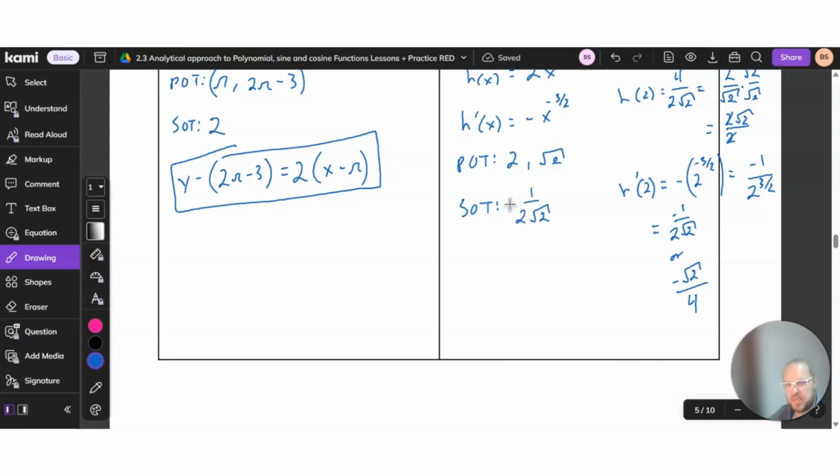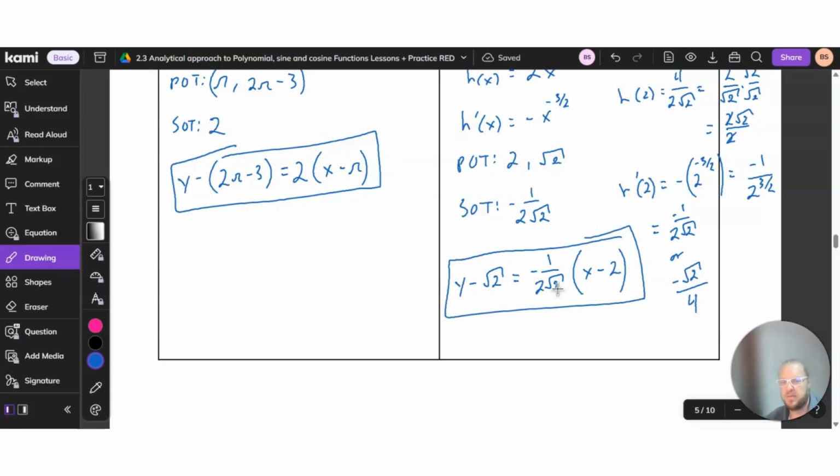Then I just write out my equation. So the square root of 2 minus... y minus the y coordinate of square root of 2 equals my ugly slope, -1 over 2 square root 2, times x minus the x coordinate of 2. So again, a little bit ugly sometimes. If they really make you that uncomfortable, you can turn them into decimals. But I don't think it's that bad, really.